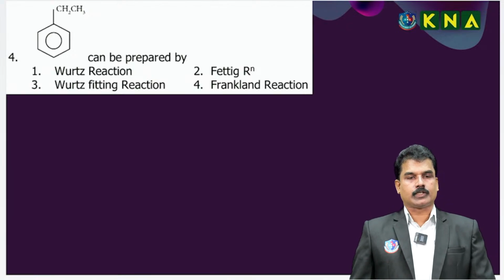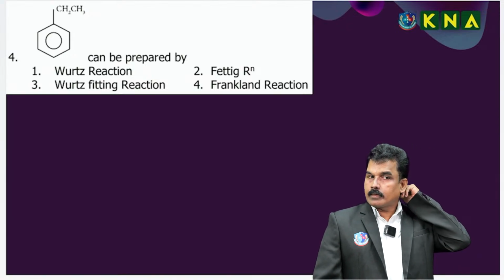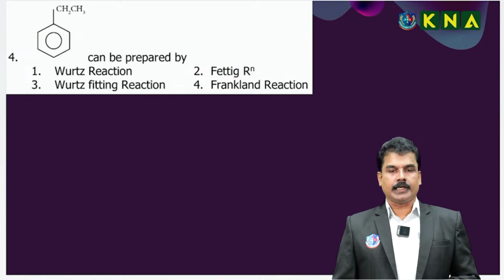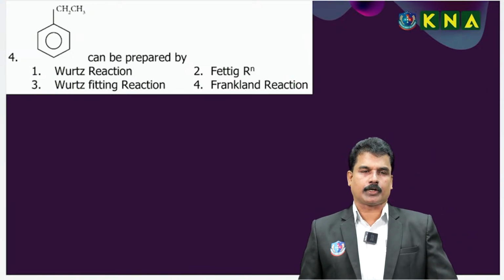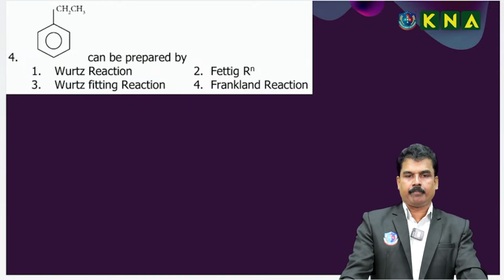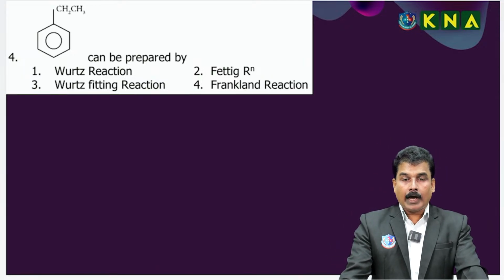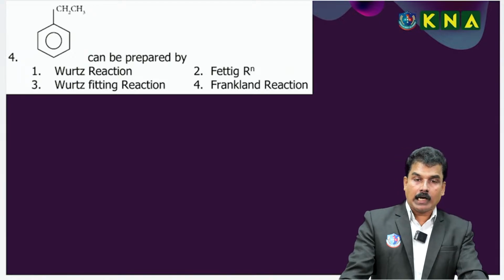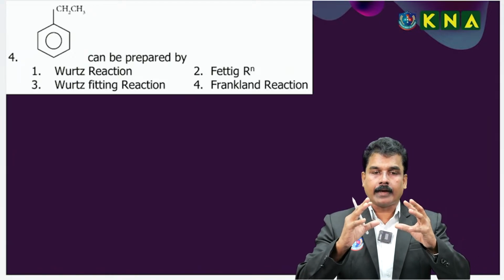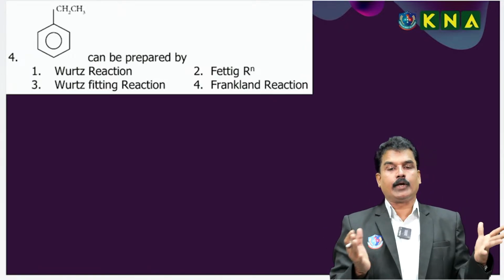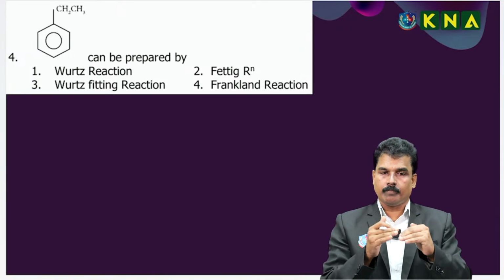Okay, shall we go to the next question? There also one alkyl benzene is given. Which alkyl group is there? Ethyl group. Ethyl group is connected to benzene, can be prepared by connecting an alkyl group to the aromatic ring. So there is a combination of haloalkane and haloarene. Then only we will be getting alkyl benzene.